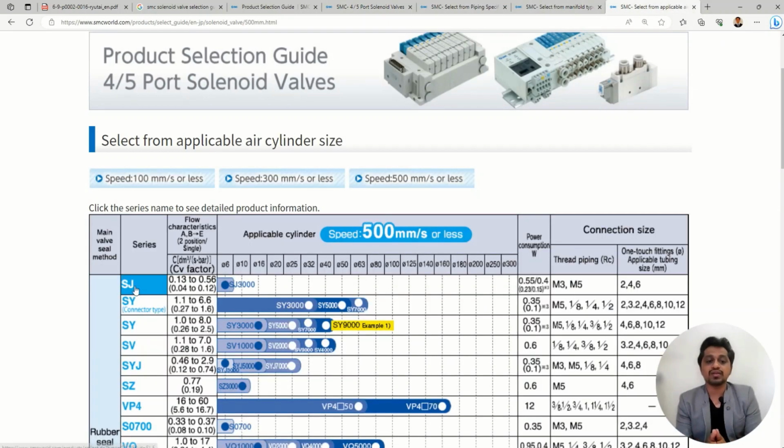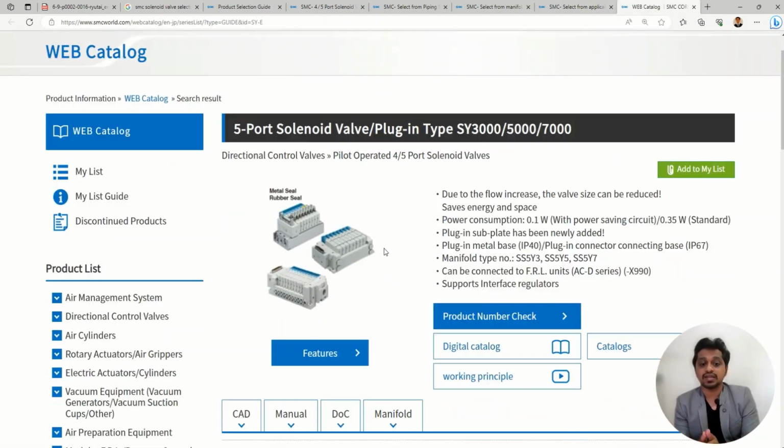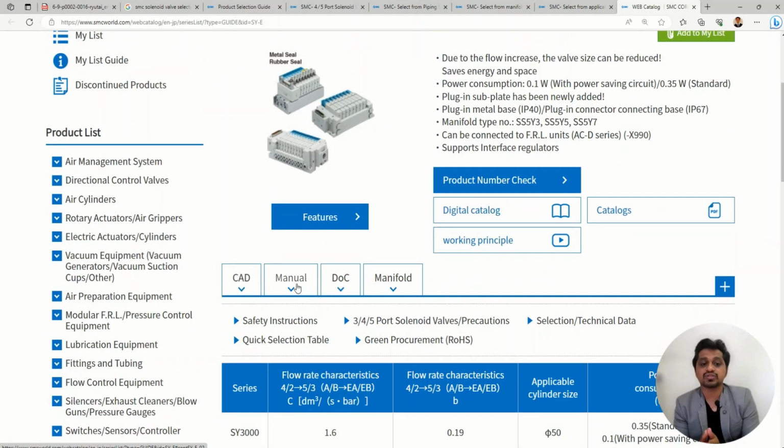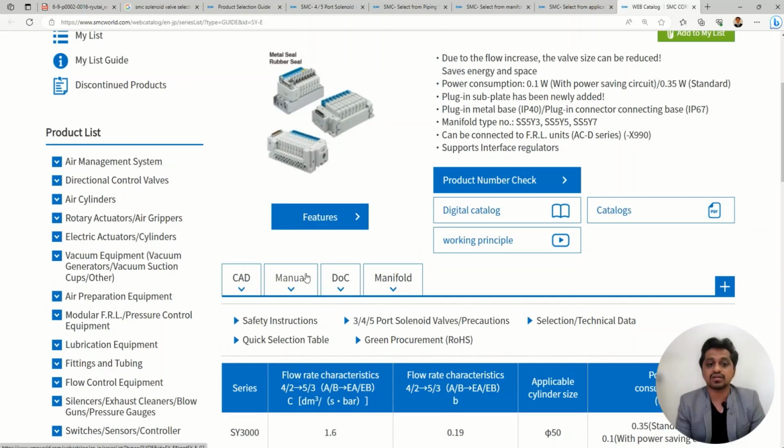And this is not only the information. As soon as you click on some of the series, now let's say I want the SY series, it will get opened directly. And here now you have a lot of options. You can get a CAD model, you can have a manual, manifold, you have a digital catalog, and the summarized information over here, the series and their flow rate characteristics have been mentioned over here. So on that basis you can select the valve series. So you can directly download the CAD data. You can go to the features and you can check out the features. You can check out the working principle.